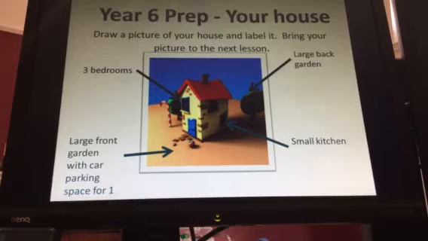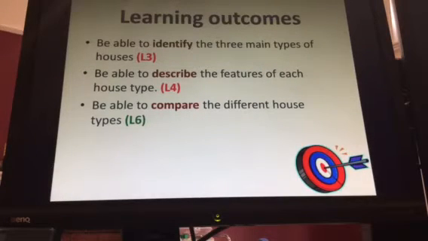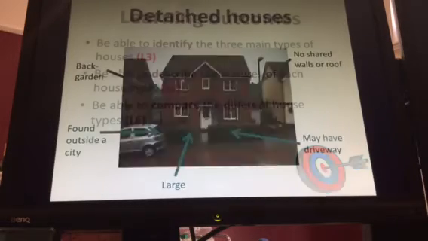You might want to tell me if you've got a garage. You might want to tell me if you live in a flat. You might want to tell me if you've got two bathrooms, but that's the sort of level of information I'd like. Because we're going to use that information to help us achieve our learning, where we're looking at being able to identify that there are three main types of houses, being able to describe the features of each of those types of houses, and then moving on to being able to compare and contrast the different types of houses.